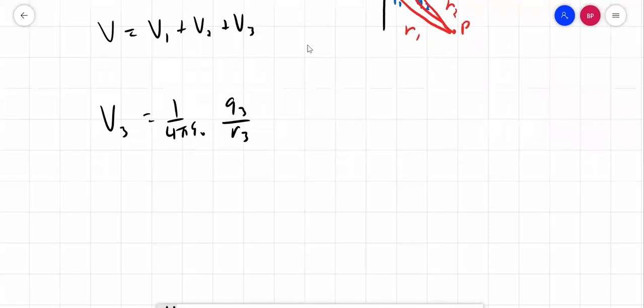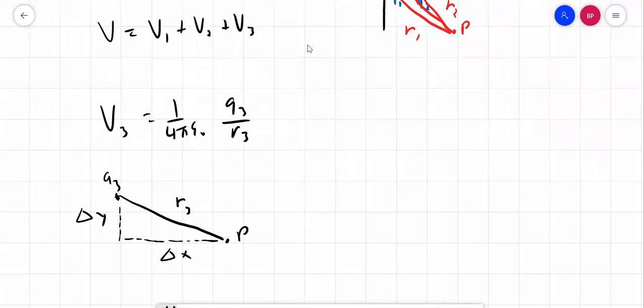And so the best thing to do is to draw that again. So Q3 is over here, P is here. So this makes a triangle. Our hypotenuse is R3. And once again, this distance is delta Y. It's the difference in the Y values of Q3 and P. This is delta X. It's the difference between the X value of Q3 and the X value of P.